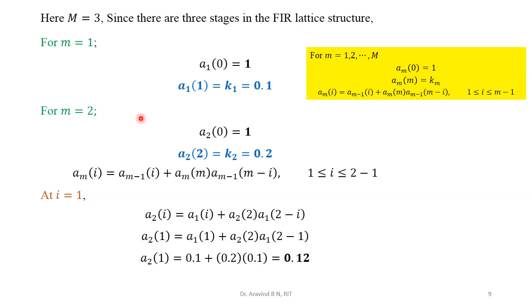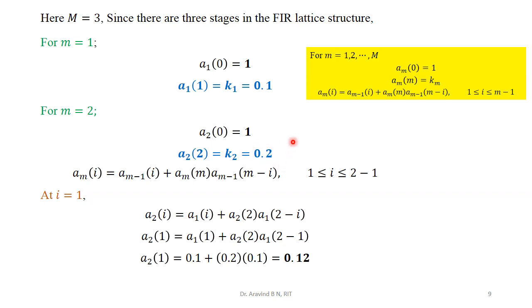Then let us continue. I cannot substitute m is equal to 1 in the last formula, because if I calculate the i value, it will run from 1 to 0. Reverse running is not possible. Therefore for m is equal to 1, the last formula is not applied, only the first two are applied. Now taking m is equal to 2, follow the same procedure. A2 of 0, by default, is equal to 1. A2 of 2 is equal to K2, that is equal to 0.2.